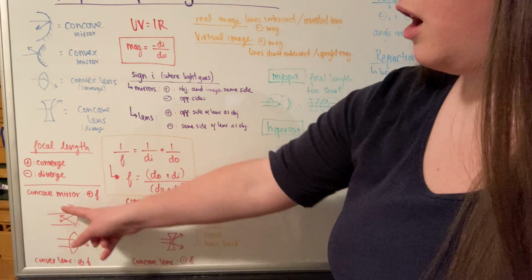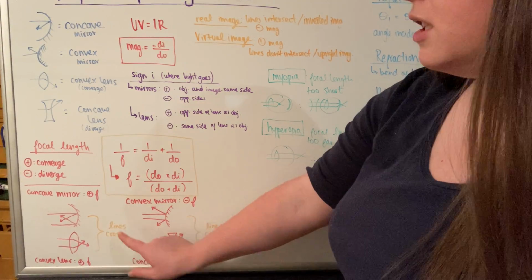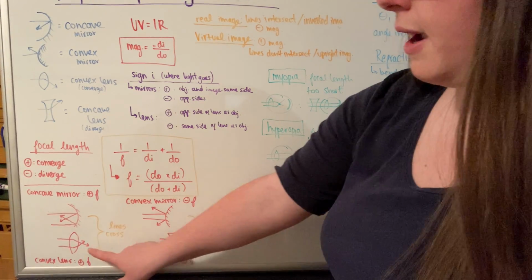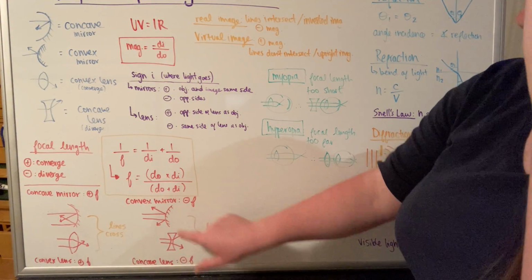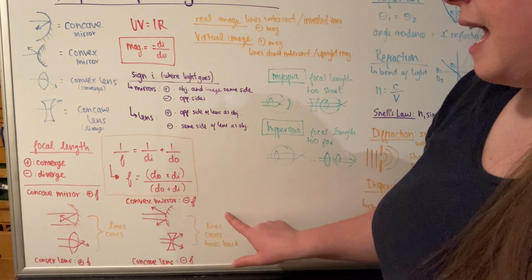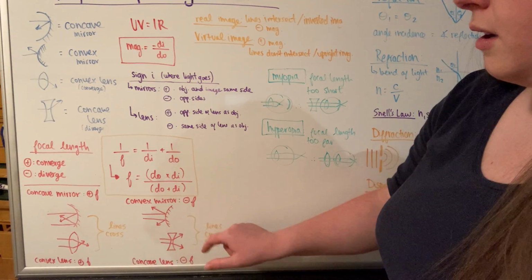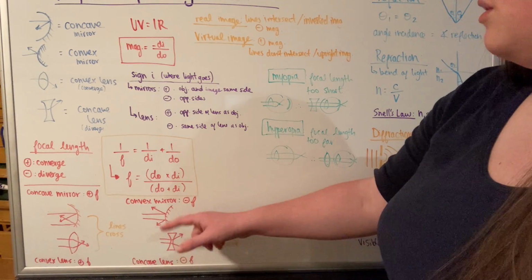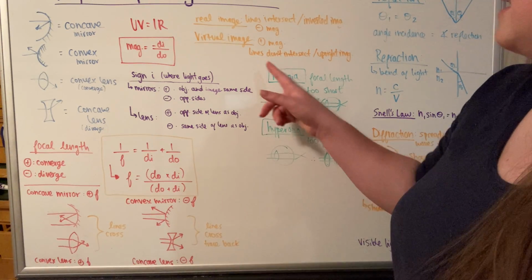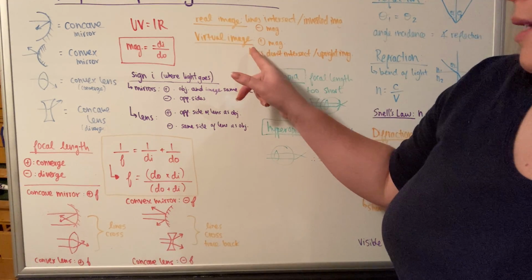So here we have our concave mirror. You see that, as well as our convex lens, you see these lines crossing, right? Then you have the convex mirror and the concave lens, and those lines only cross if you trace them back, okay? That's the only way you can get these lines to cross. But initially they do not cross, which means the image would be upright and it is a virtual image, okay?